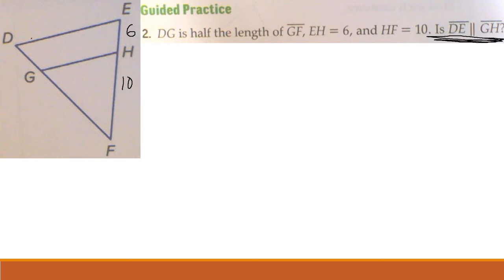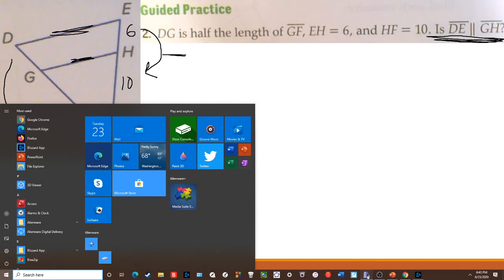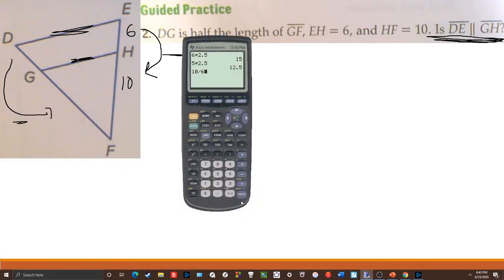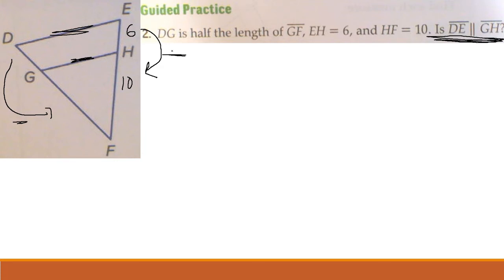So now remember, in order for these lines, DE and GH, to be parallel, that means the ratio of EH to HF has to be the same as DG to GF. So this multiplier has to be the same as this multiplier. Now let's first figure out what this multiplier is over here, just for curiosity's sake. So 10 divided by 6 is 1.6. So that means that 6 times 1.6 repeating, just having a bunch of 6's there, is 10. So this scale factor should be the same as over here.